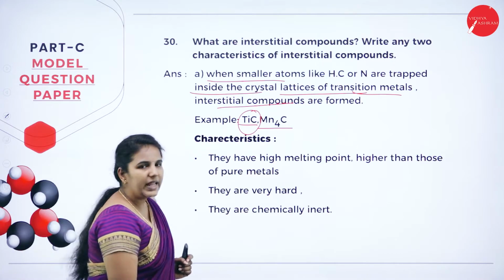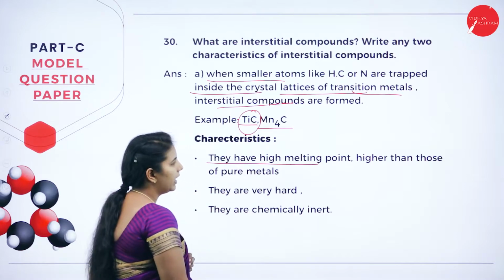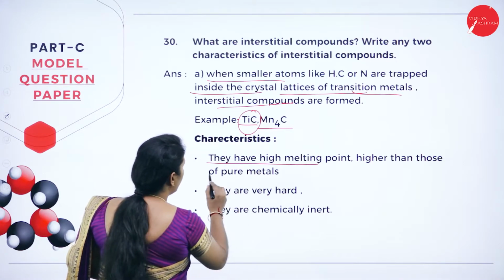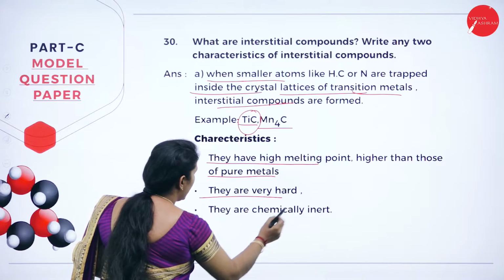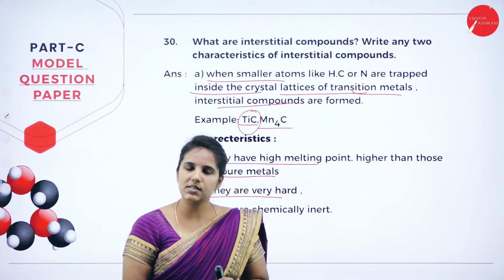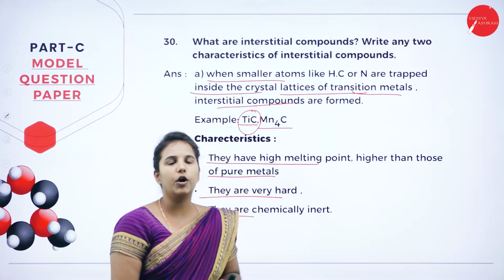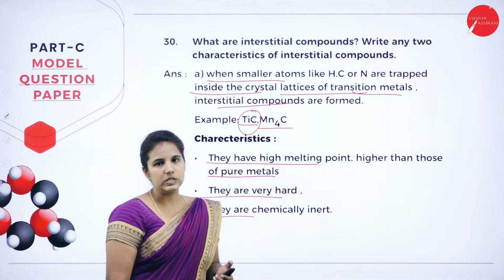Coming into the characteristics, they have a higher melting point than those of the pure metal, and they are very hard and they are chemically inert. Any 2 characteristics you can write. They are chemically inert, they have a very high melting point, and also you can say that they are very hard.